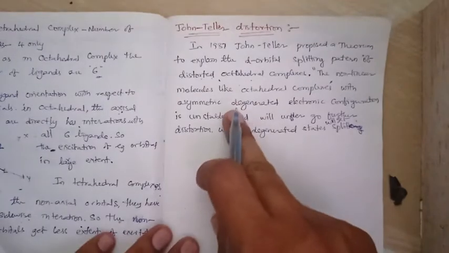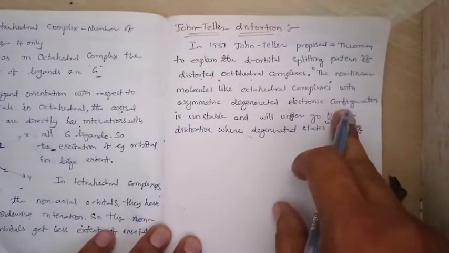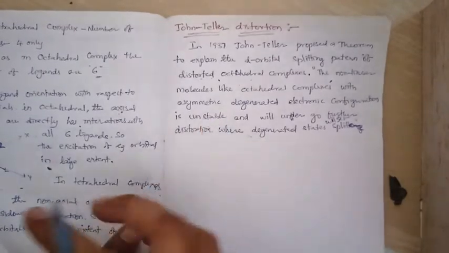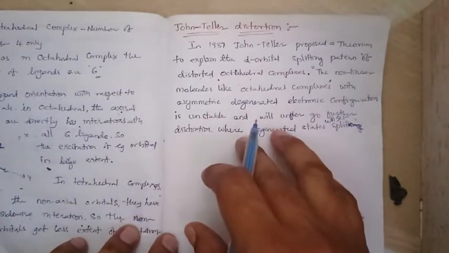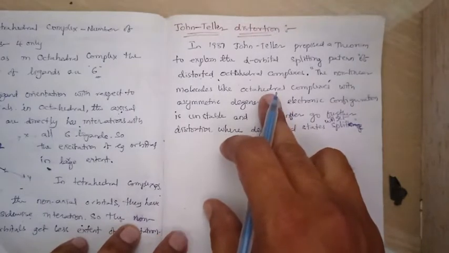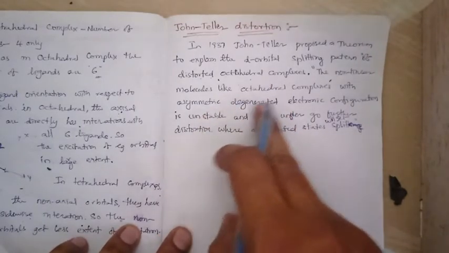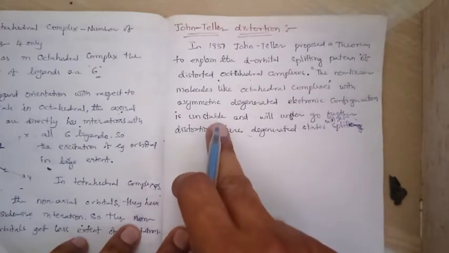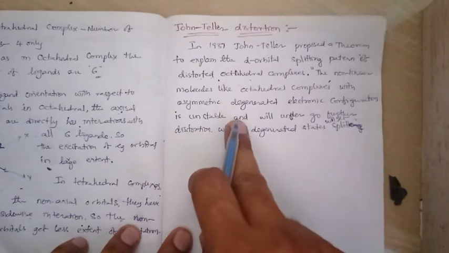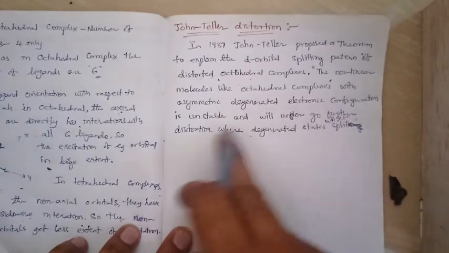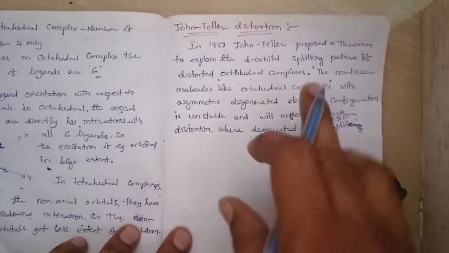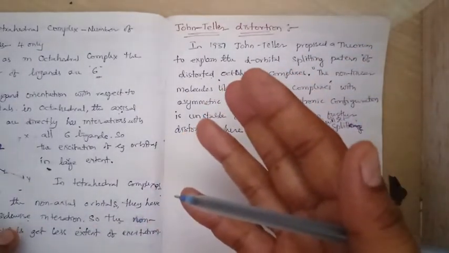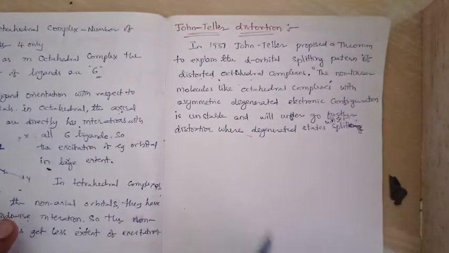Octahedral complexes with such unequal electronic distribution are unstable. The theory states that the unequal, asymmetrical electronic configuration in octahedral complexes will be unstable. Thus the unstable electronic configuration will undergo further distortion, which means it will undergo further splitting. That is the theory.